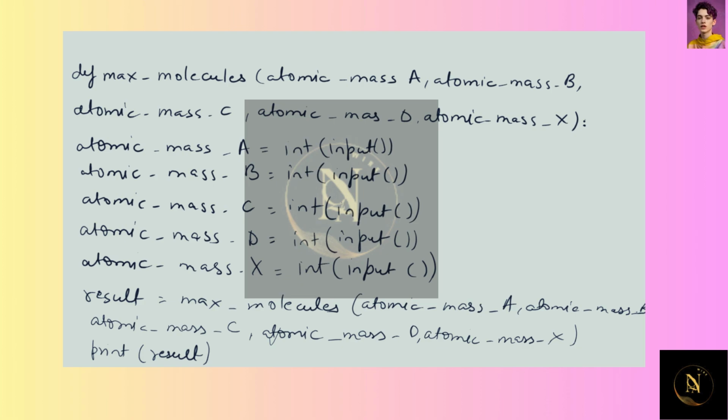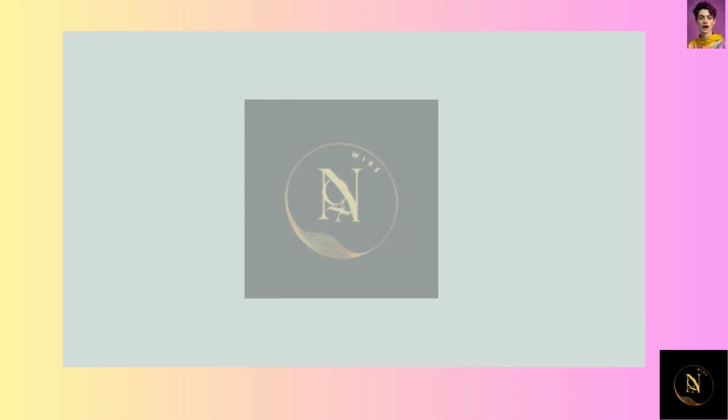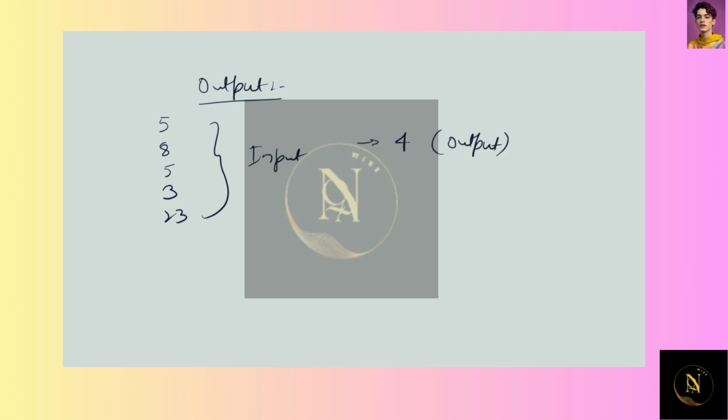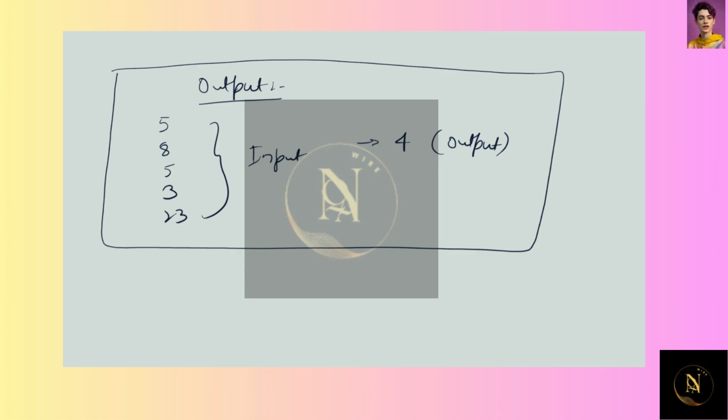So this code uses the divmod function to find how many times each molecule can be subtracted from atomic mass X and then sums up those counts to get the total number. Suppose the input is 5, 8, 5, 3, 23, then the expected output is 4. So this code calculates the maximum number of molecules needed to form compound X with the provided atomic masses, and in this case it's 4.